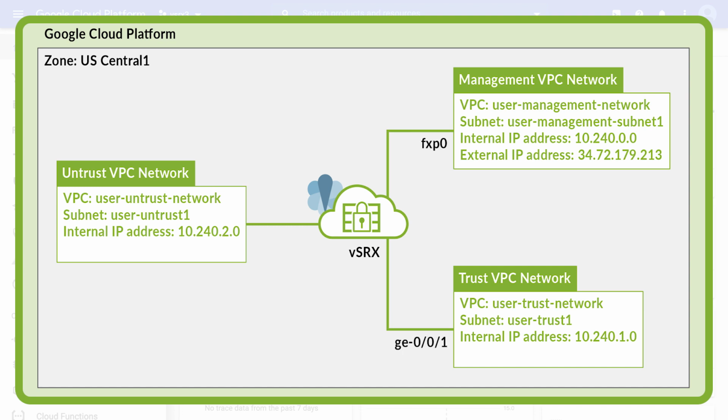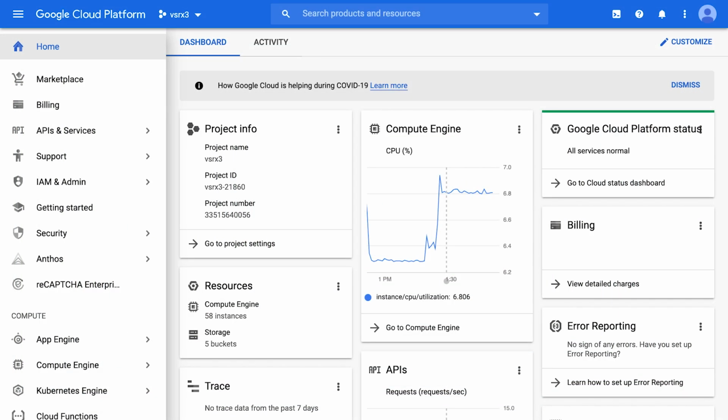Interfaces GE001 and GE000 are assigned to the remaining two VPC networks. Back on the dashboard page, everything looks good, and we're ready to deploy our first vSRX VM on GCP.